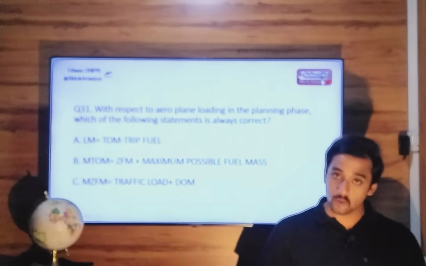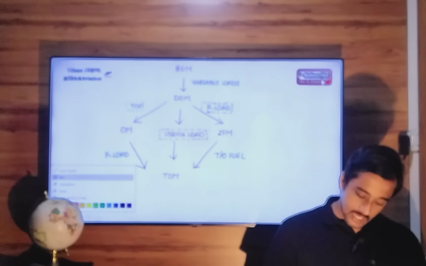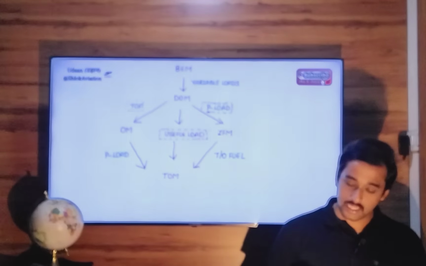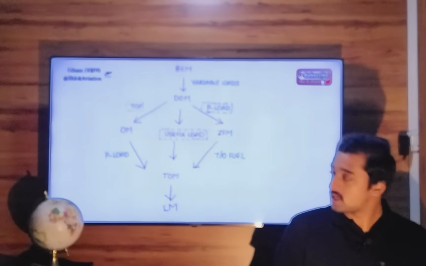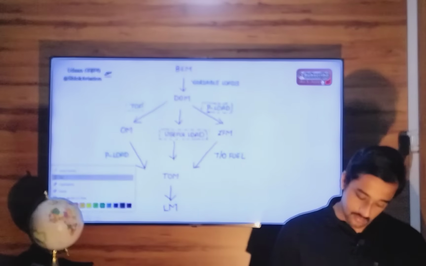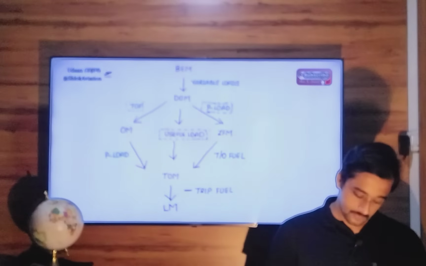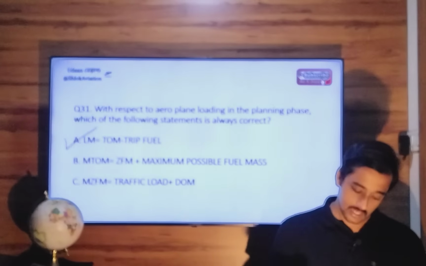Now let's check the options. Landing mass. Now how will you get landing mass? Takeoff mass minus trip fuel gives you landing mass. So landing mass is takeoff mass minus trip fuel, option A, right.